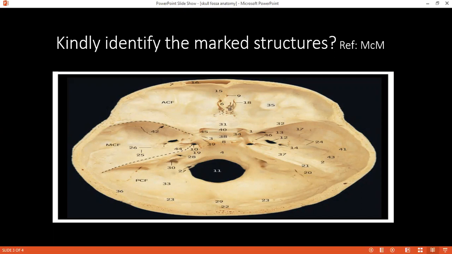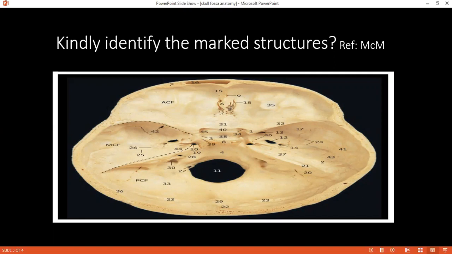Okay, the boundaries of the anterior cranial fossa include the frontal bone, and then it's bounded posteriorly on both sides by the sphenoid and the temporal bone. Which bones form the anterior cranial fossa? It includes the frontal bone. It also includes the ethmoidal bone. That forms the anterior cranial fossa.